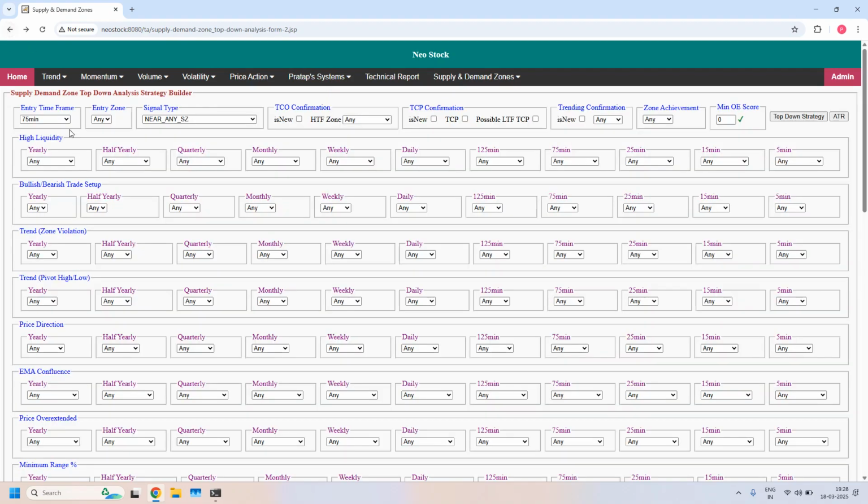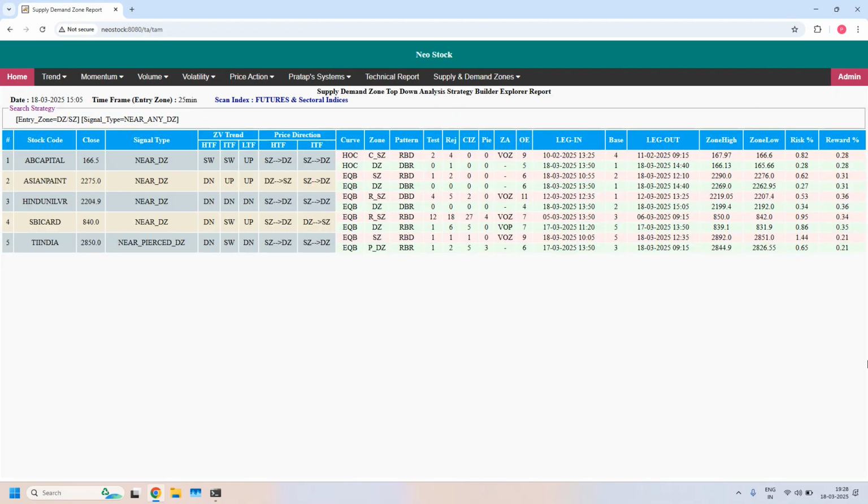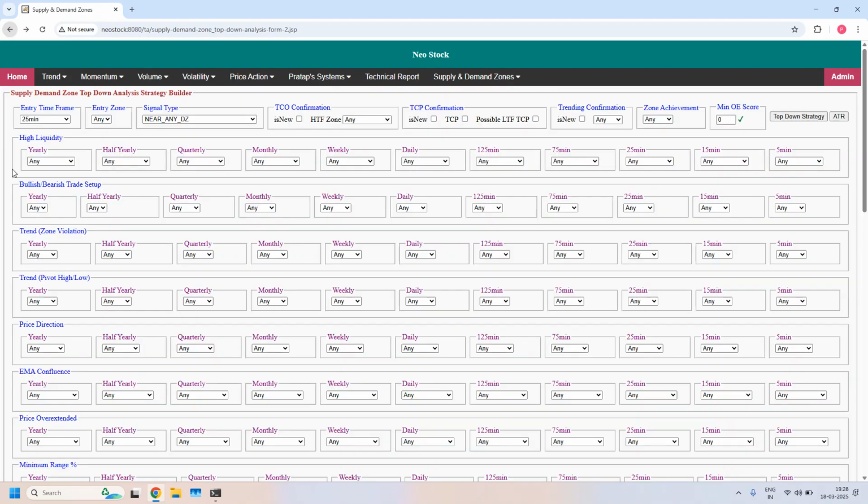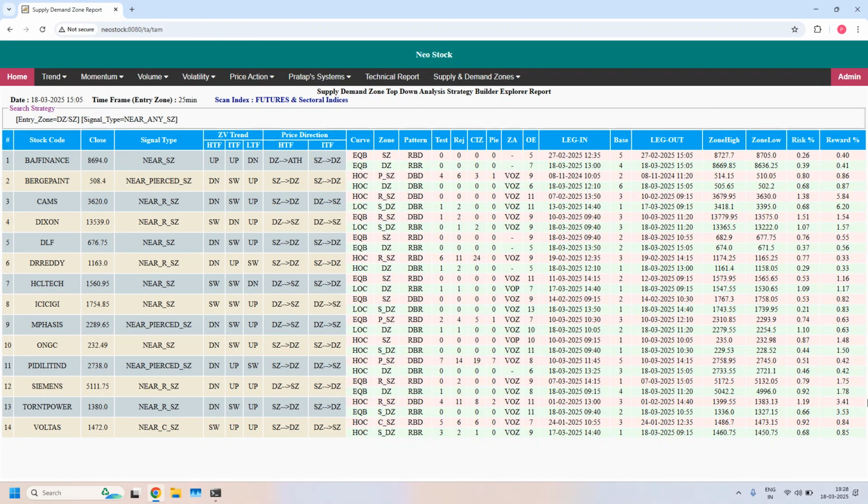So next time frame is 25 minutes. Stocks near 25 minutes demand zone. We got 5 stocks. Next 25 minutes time frame. Stocks near 25 minutes supply zone. We got 14 stocks.